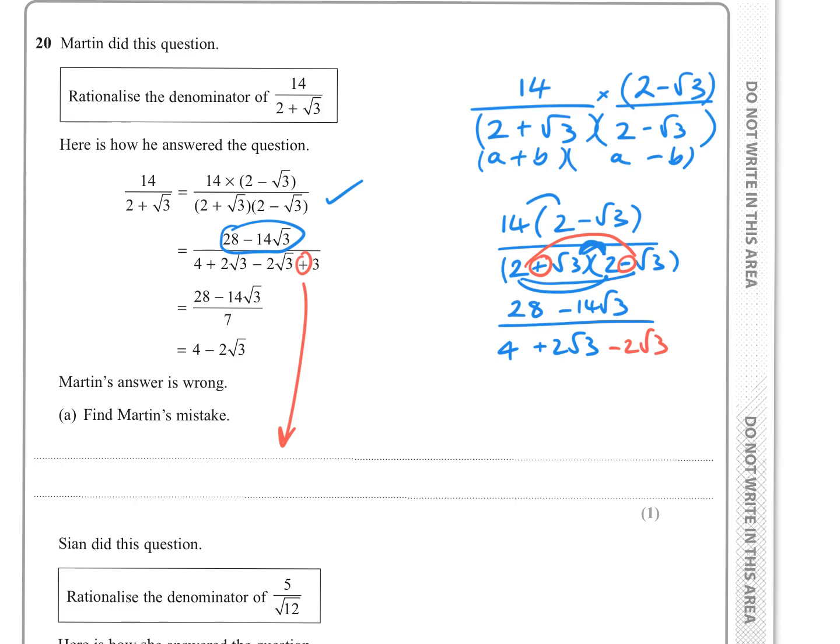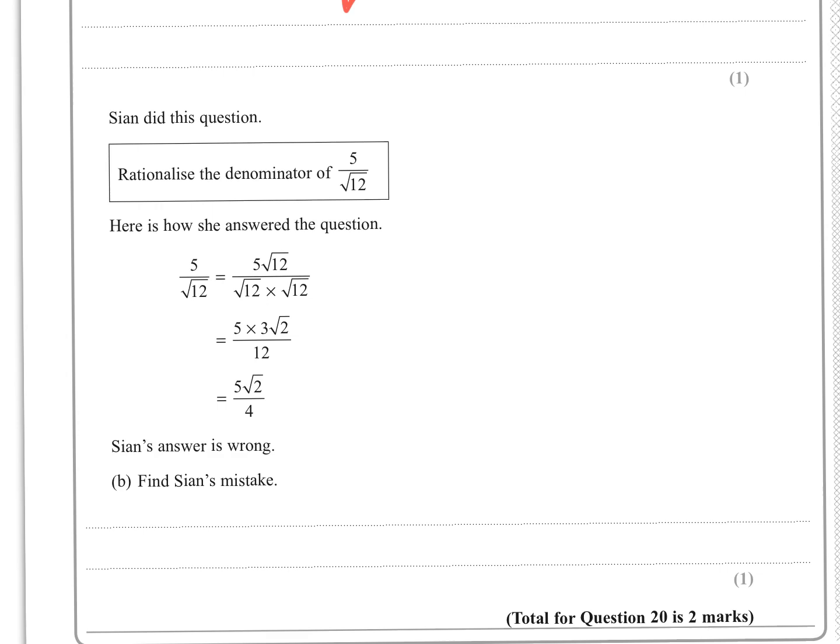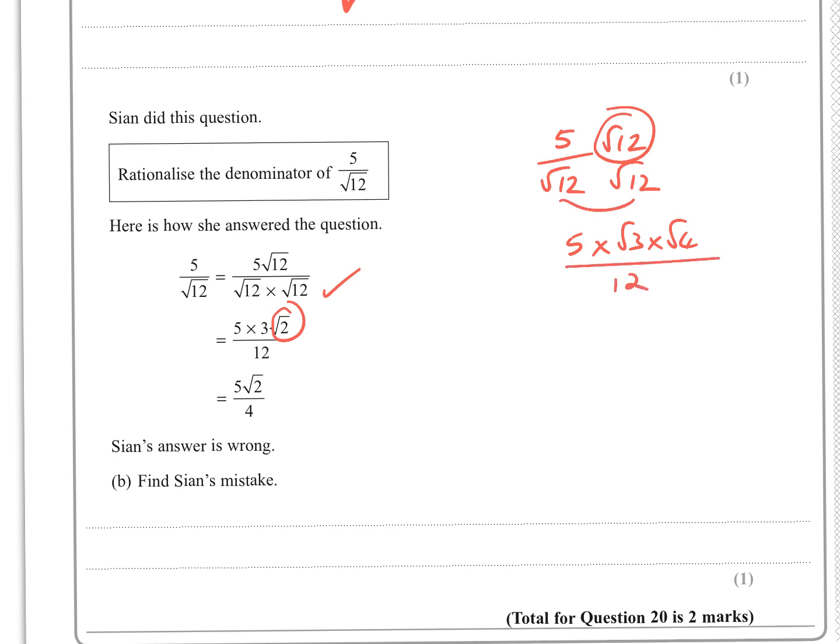So the next one, Sean did this question, and that is to rationalise the denominator. So I think you'd times top and bottom by root 12, which is fine. So that's okay. And then that would give, so we're looking at 5 times root 3 times root 4. So there's the next mistake, because we know root 12 times root 12 is 12, but only root 3 times root 4 is root 12.